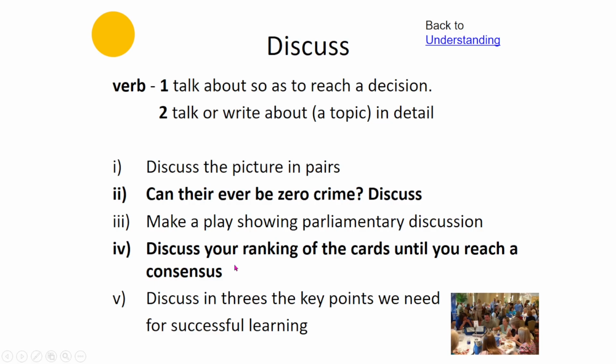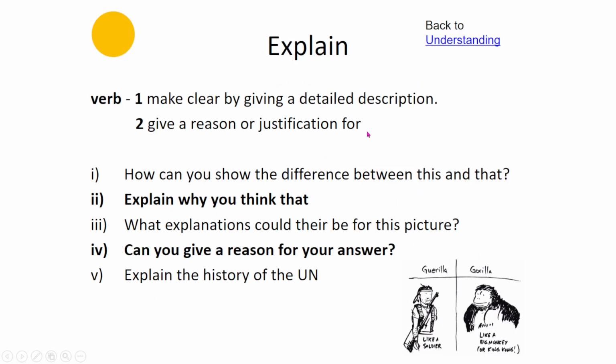Explain: make clear by giving a detailed description, or give a reason or justification. So we use explain in examples like, how can you show the difference between this and that? Explain why you think that. What explanation could there be for the picture?